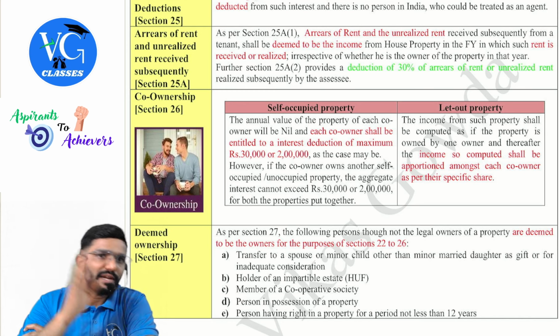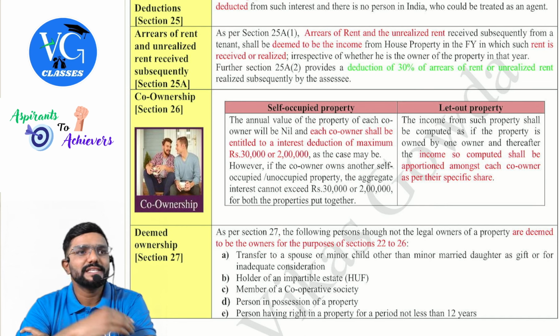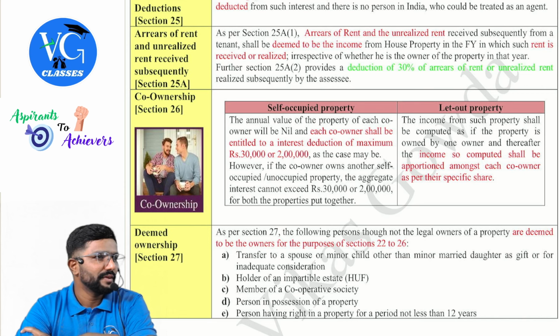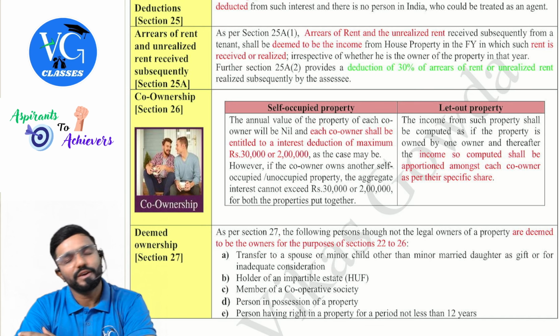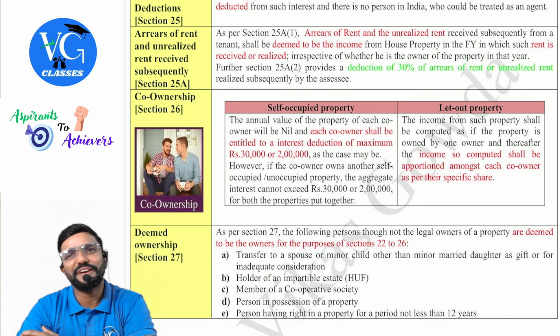Same way, forget about unrealized rent now. Next, arrears of rent. Arrears of rent means, guys, you were staying in my property for a very long period, so I was charging 20,000 rent per month. I was supposed to increase it last year only. You told, sir, this year don't, sir, please. Okay. In the current year, I am increasing it to 22,000, but retrospectively.